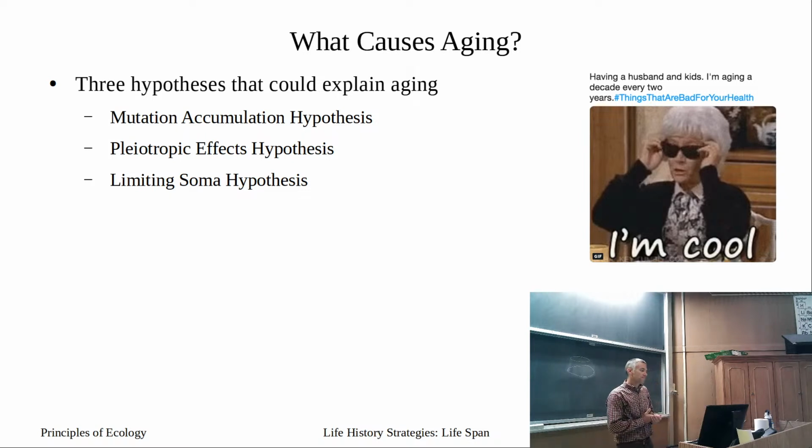Well, we have three hypotheses. The mutation accumulation hypothesis, the pleiotropic effects hypothesis, and the limiting soma hypothesis. And we're going to talk about each of these. We're going to hit all three of these. So we'll start with the mutation accumulation hypothesis.